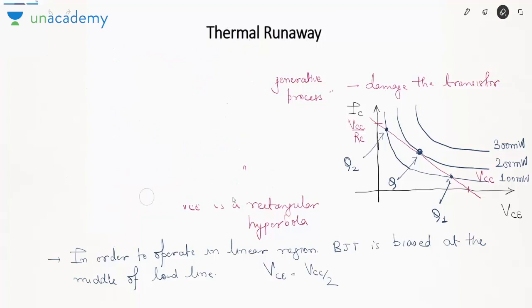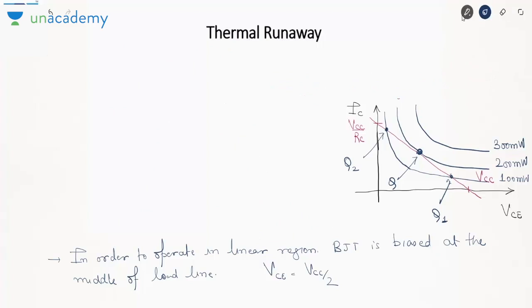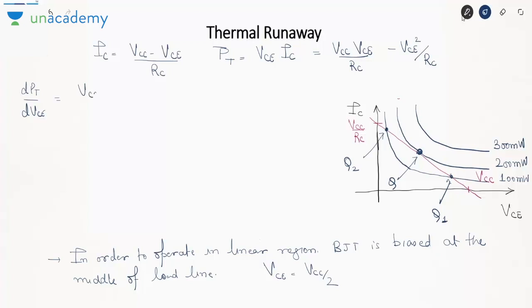Before understanding the advantage, first we must talk about the power dissipation. We know that IC in a transistor is (VCC minus VCE) by RC. So the power dissipation is VCE into IC, which is VCC VCE by RC minus VCE square by RC. If we differentiate this power dissipation with respect to VCE, it will be (VCC minus 2 VCE) by RC, making it equal to 0. So VCE equals VCC by 2. That means at mid of the load line, power dissipation is maximum. Your power dissipation will be maximum if you bias at the midpoint.